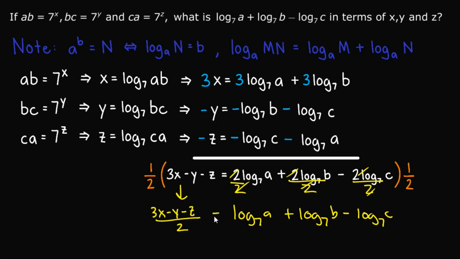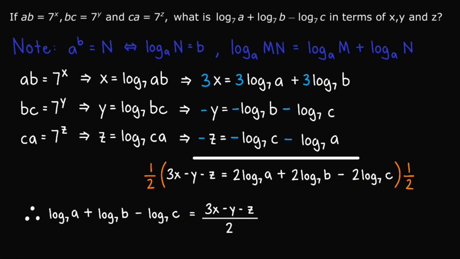And since these two are equal, we obtain this. And actually, this is the final answer since we were already able to express this given expression in terms of x, y, and z. So we have 3x minus y minus z all over 2. This out here is the answer for this problem.